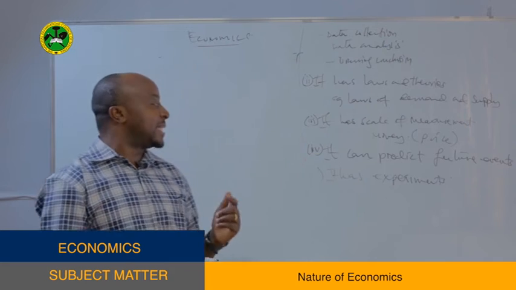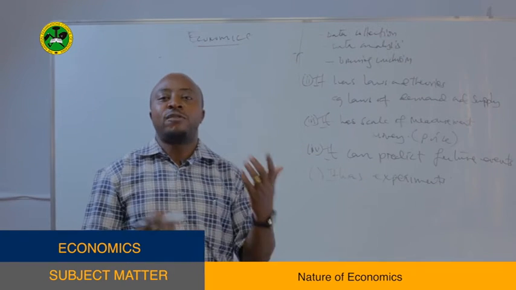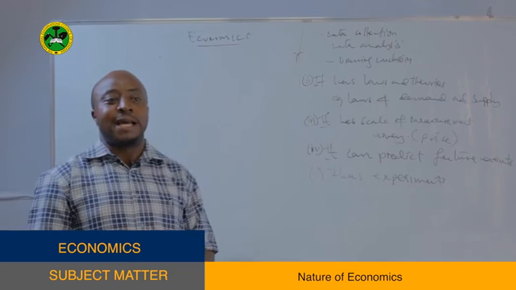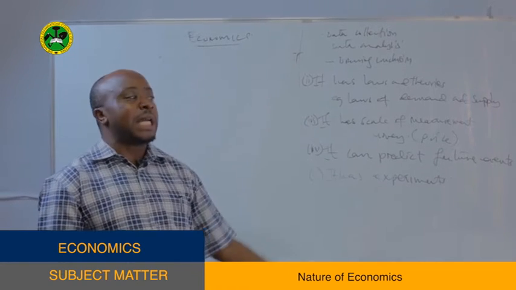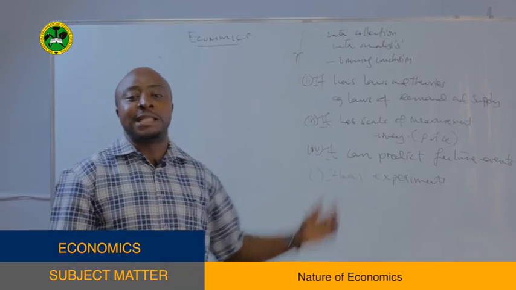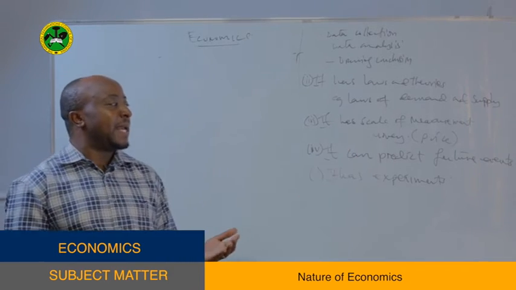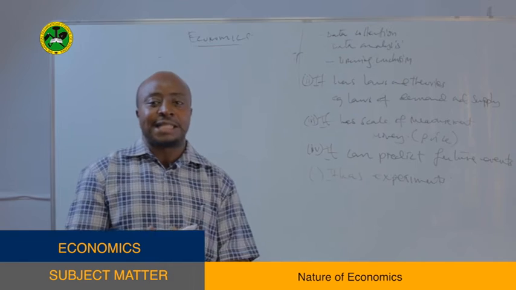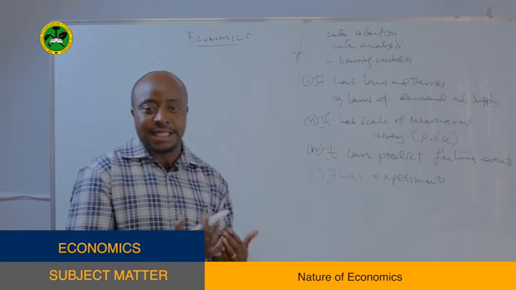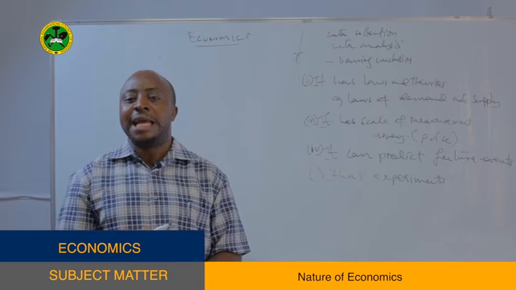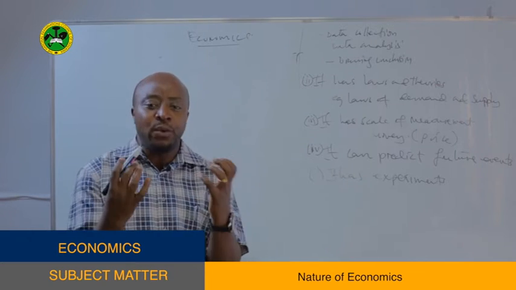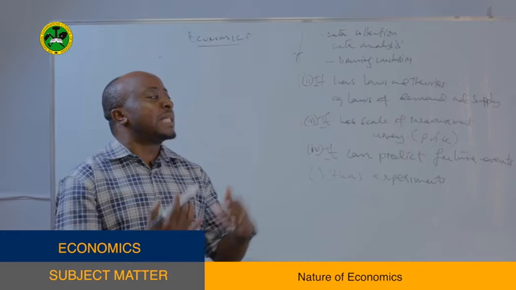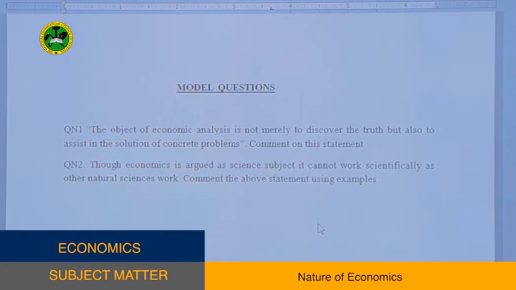So we have concluded, based on the reasons you have seen, that economics is a science, because we have provided 5 reasons. But that question is asking, even if economics is argued to be a science, the working mechanism of this subject does not make it a natural science because it is not working as other natural sciences are working. Now, how can we comment on this statement that economics is a science, but it is not operating scientifically as other natural sciences?